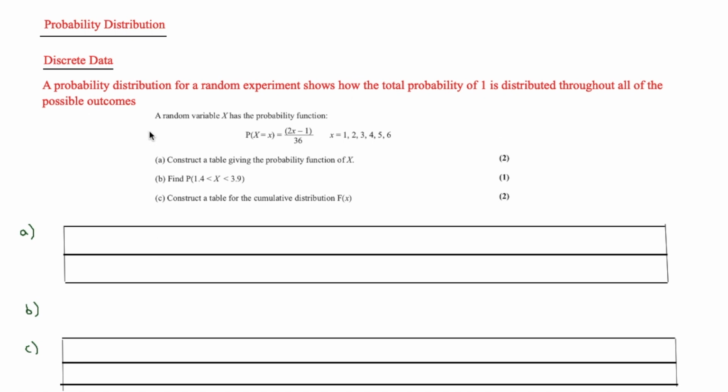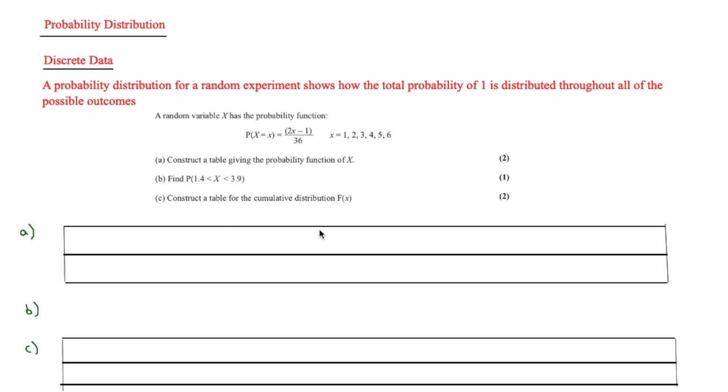So this particular question here says that a random variable X has a probability function P(X = x) is equal to (2x minus 1) divided by 36, and then this is distributed between x equals 1, x equals 2, x equals 3, 4, 5 and 6. And this, when we put all of this in, it will all add up to 1 because it shows how the total probability of 1 is distributed throughout these possible outcomes.